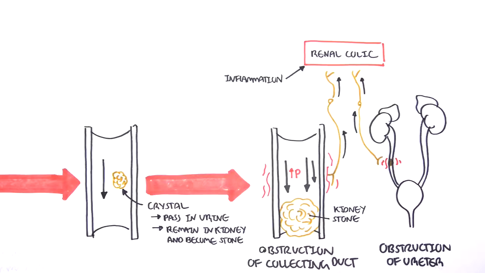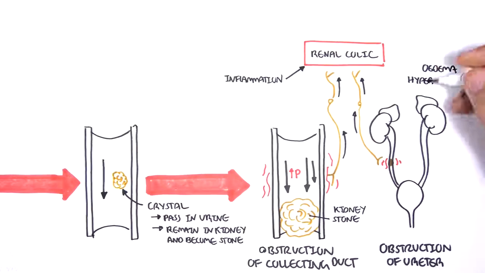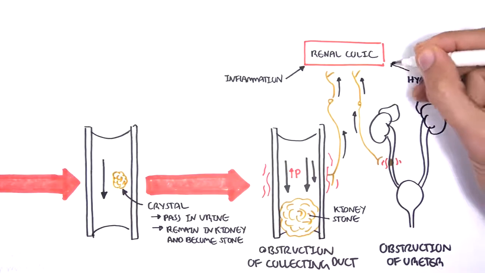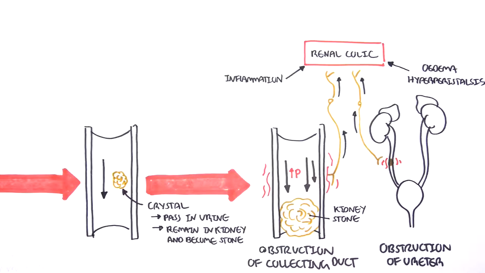With this increase in pressure proximal to the site of obstruction, and with the irritation going on, edema can occur. And the ureter will contract more vigorously, trying to push the stone out. This is called hyperperistalsis.